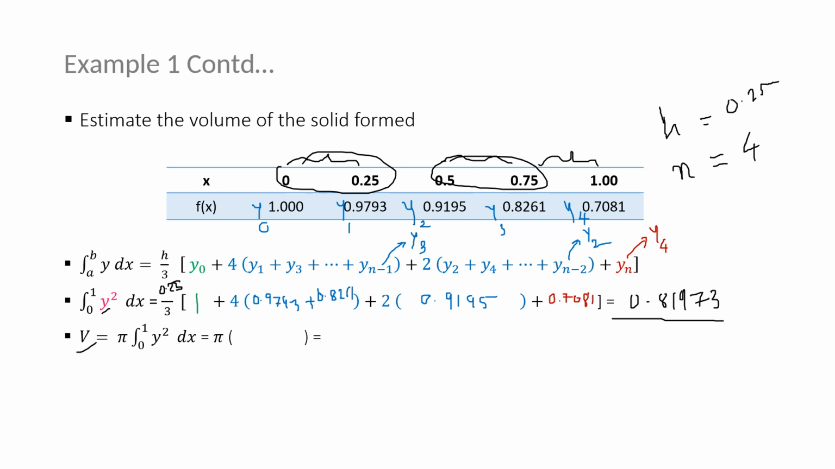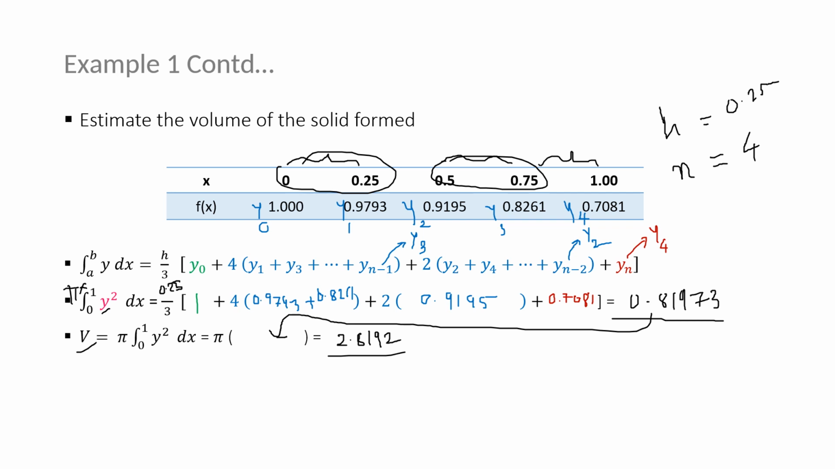Then we want the value of v. So v is equal to pi times the integration from the second step. So pi multiplied by this value goes into this bracket. So pi times that value gives us the final answer, which is 2.8197. So that is the final answer, and you can compare this answer with the answer that we obtained using the trapezoidal rule. There is a slight difference, and accuracy is more with Simpson's 1/3 rule.